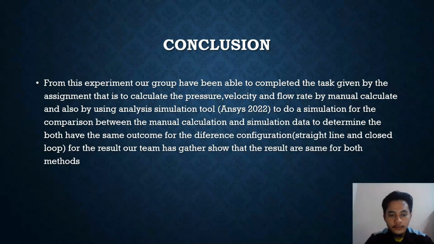Lastly, as the conclusion from this experiment, our group has been able to complete the task given by the assignment, that is to calculate the pressure, velocity and flow rate by manual calculation, and also by using the analysis simulation tool ANSYS 2022 to do a simulation for the comparison between the manual calculation and simulation data, to determine whether both have the same outcome for the different configurations, straight line and closed loop. For the result, our team has gathered that the results are the same for both methods.